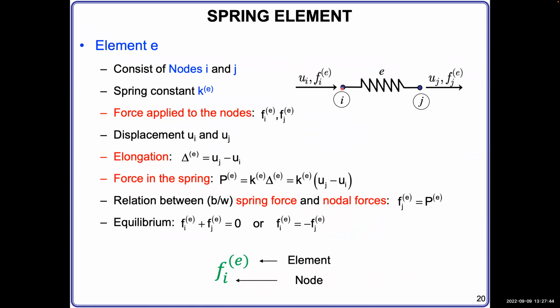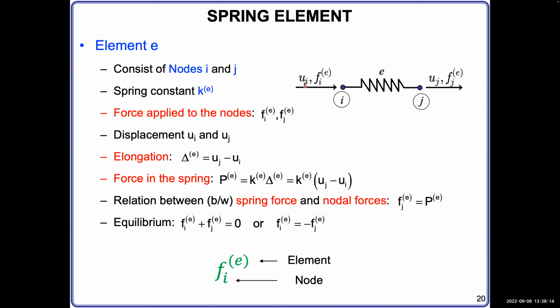So that's how we denote the important information for node I. We apply the same thing to node J. So you have UJ, FJE, the force on node J, and that belongs to element E, or spring E. So as I said, the forces applied to the nodes are these two, and the displacements of the nodes are UI and UJ.